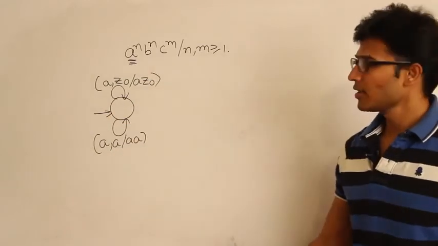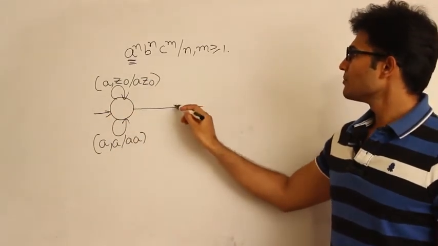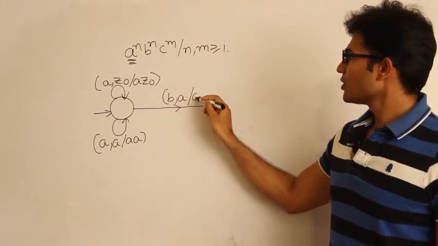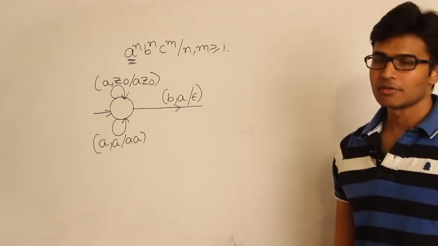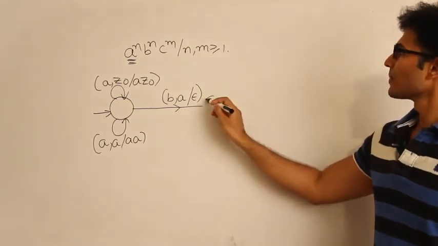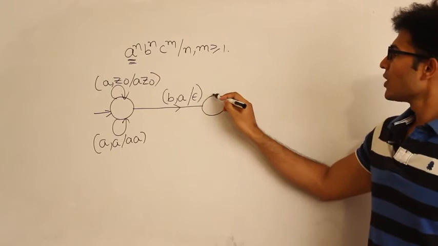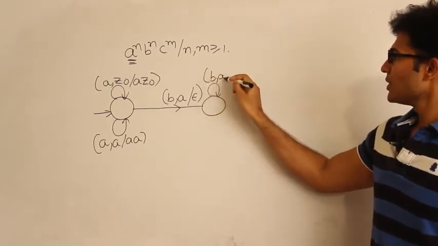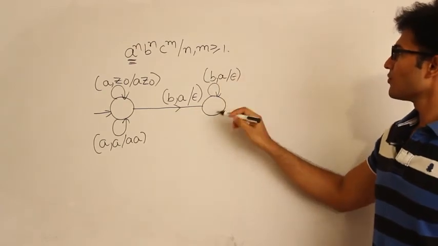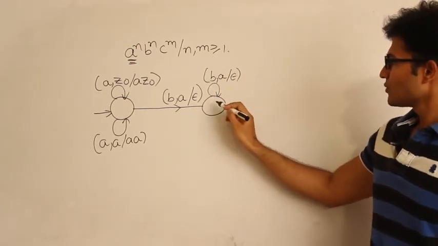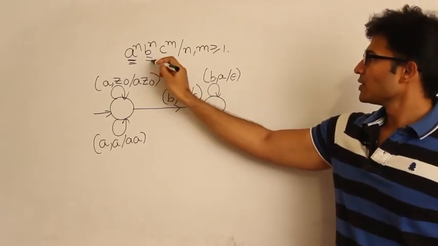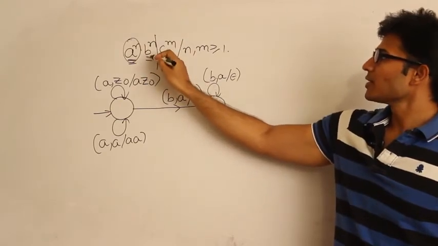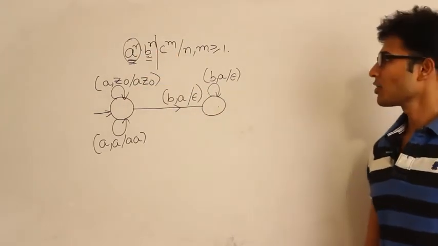Then once you start seeing B's, the top of the stack will be A, and you replace it with epsilon, which means we are simply popping A's. Whenever you come across a B, again the top of the stack will be A, so simply replace it with epsilon. By the time you reach this part, the entire A's will be popped off, which means the top of the stack will be Z0 now.